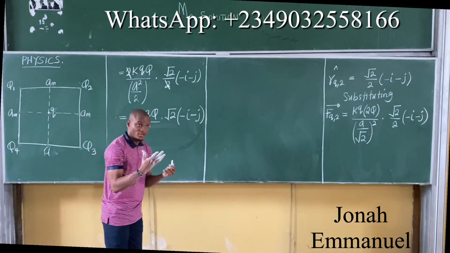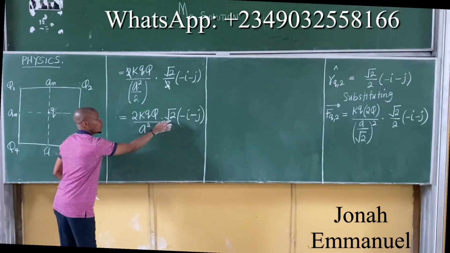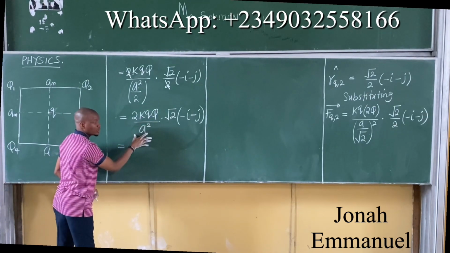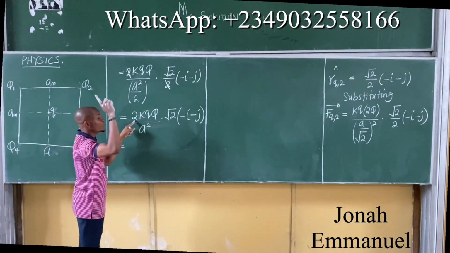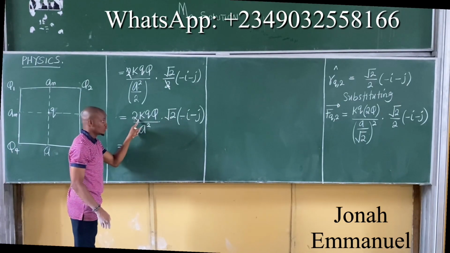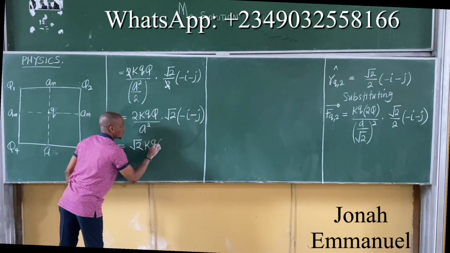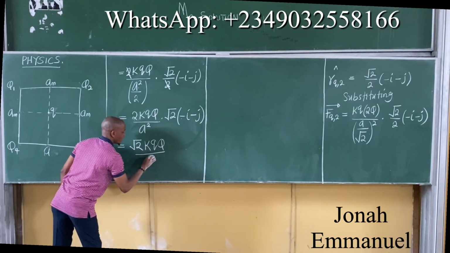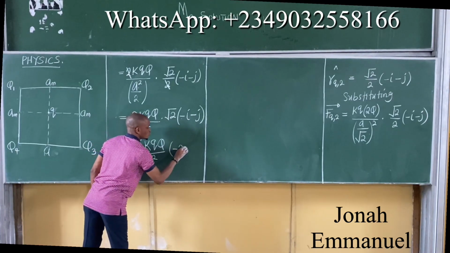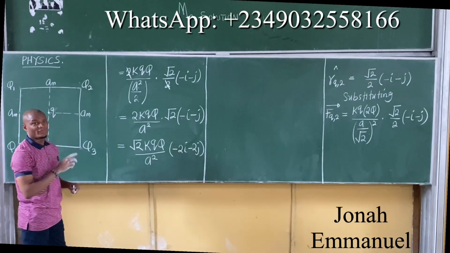In my form, what I was asked to prove was that what was here, check, was root 2 KQQ all over this. So in this one I have 2 here. The idea will now be this. Move 2 to this one here and bring root 2 here instead. So this now becomes root 2 into KQQ all over a squared. So move 2 to this. It now becomes what there? Minus 2i minus 2j.